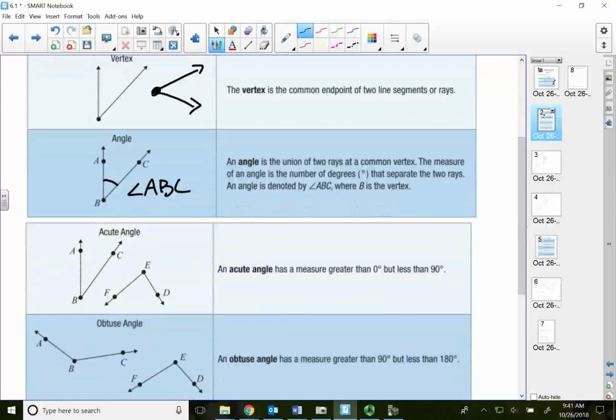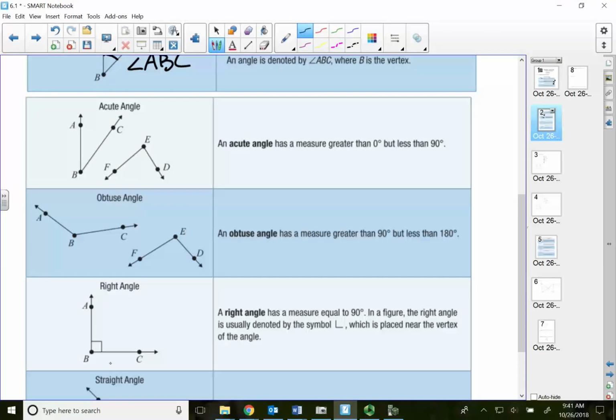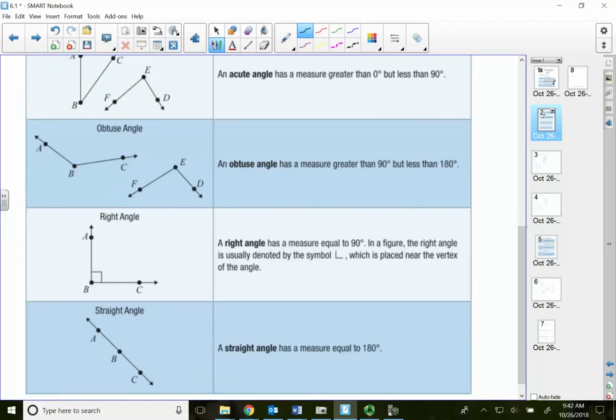All right, acute angles, you probably remember this. An acute angle has a measure greater than zero but less than 90 degrees. Those are called acute angles. Obtuse angles are angles that measure greater than 90 but less than 180. A right angle will always have this symbol. A right angle is 90 degrees. It's measured at 90 degrees. A straight angle, or a straight line, is always equal to 180 degrees. Very important concept: a straight line or straight angle is always 180 degrees.